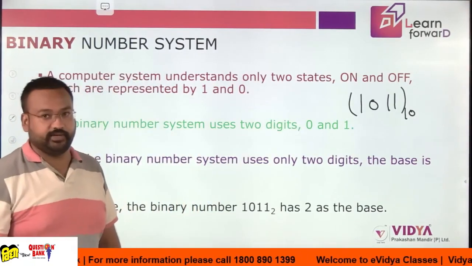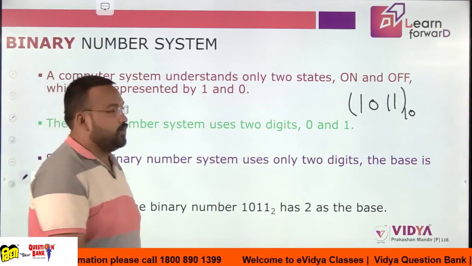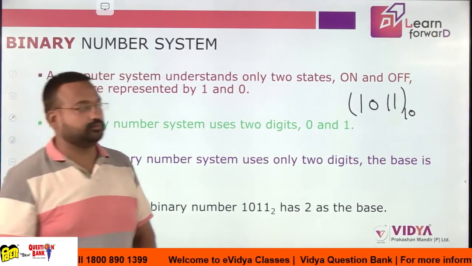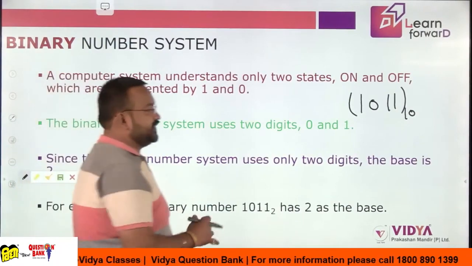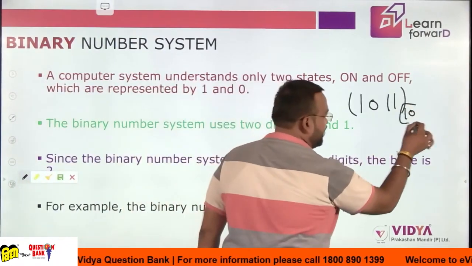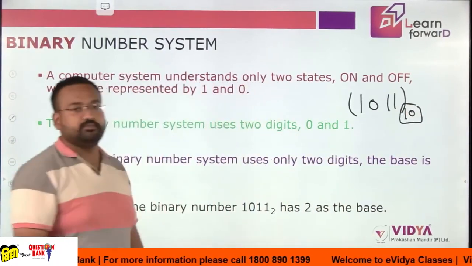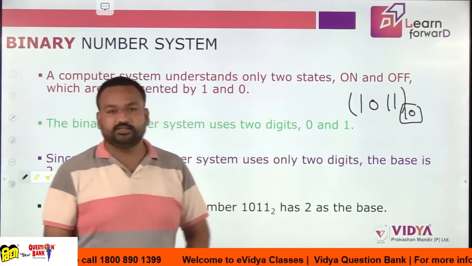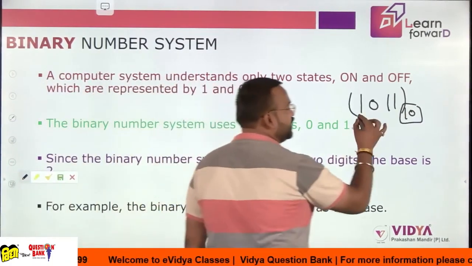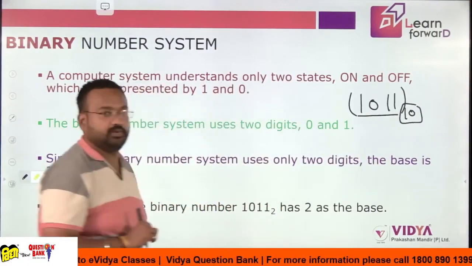Just 10 seconds we will take. Okay, so basically I told you earlier, this base lets you know the number type, which number system it belongs to. So the base is given as 10, so this particular number is a decimal number.